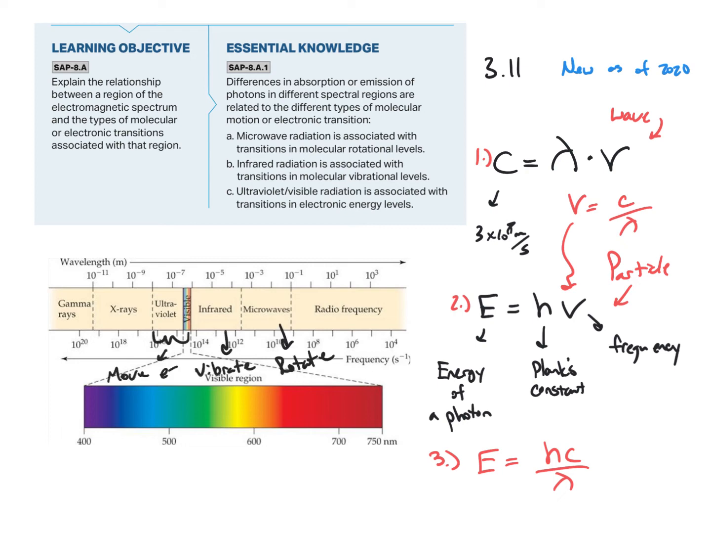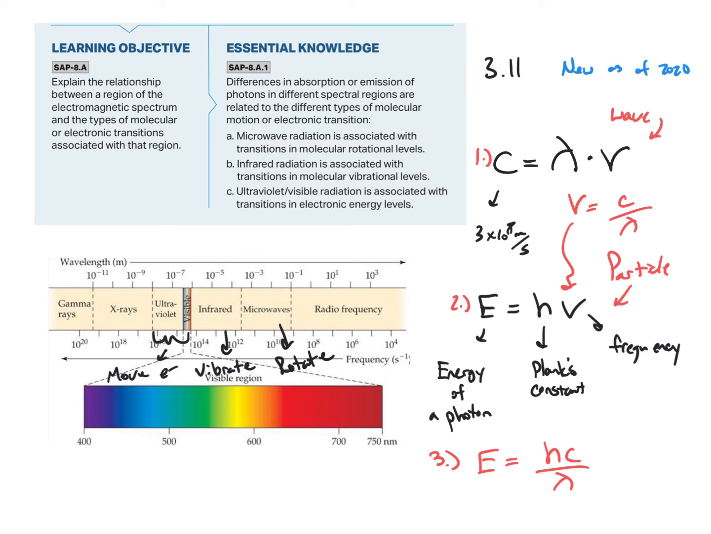So in summary, the different types of electromagnetic radiation have different effects on a molecule. Microwaves cause the molecule to rotate. Infrared radiation causes the molecule to vibrate in place. And visible and ultraviolet radiation can only move electrons on atoms or molecules, but not the actual molecules themselves.